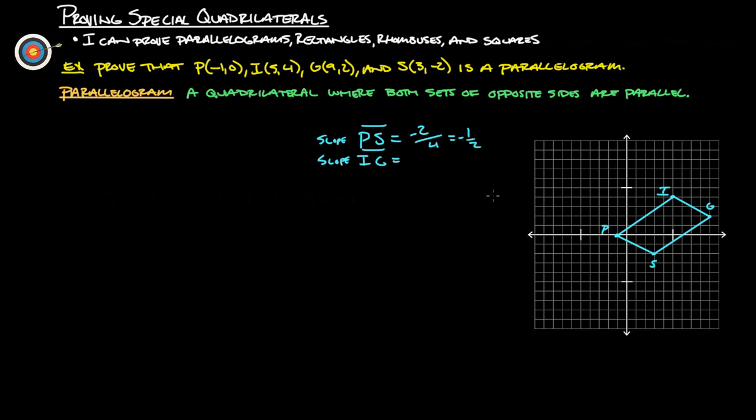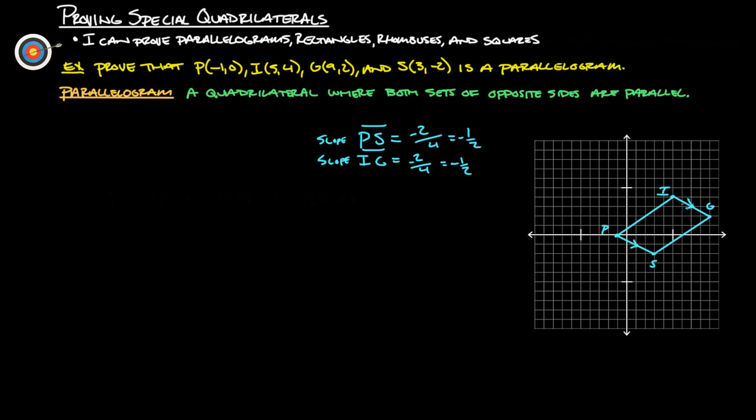For IG, we'll do the same thing. Start on the one on the left. To get from I to G, we go down 2, and we go over 1, 2, 3, 4 as well. So that's -2 over 4, which is also -1/2. Since both of those have the exact same slope, we know that these two sides are indeed parallel.